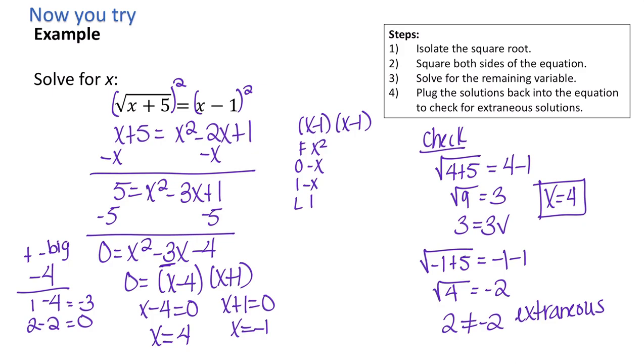So when I factor this, I have x minus 4 times x plus 1. I set each factor equal to 0, which gives me x equals 4 and x equals -1. When I check my solutions, I find that x equals 4 makes my equation true, but when I plug in x equals -1, that does not make my equation true. So x equals 4 is the only solution to this equation.